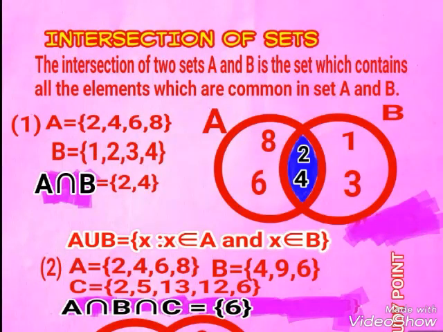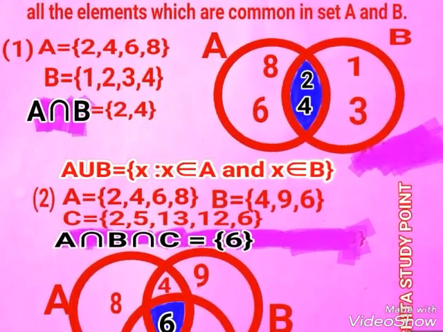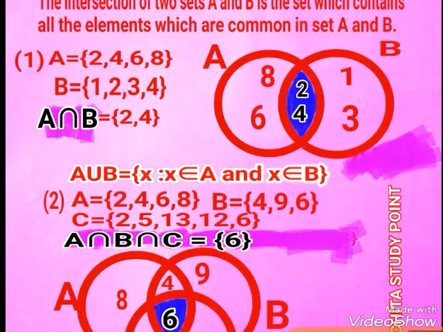Intersection of sets. The intersection of two sets A and B is the set which contains all the elements which are common in set A and set B. Means we take those elements which are in both set A and B. Symbolically, A intersection B.